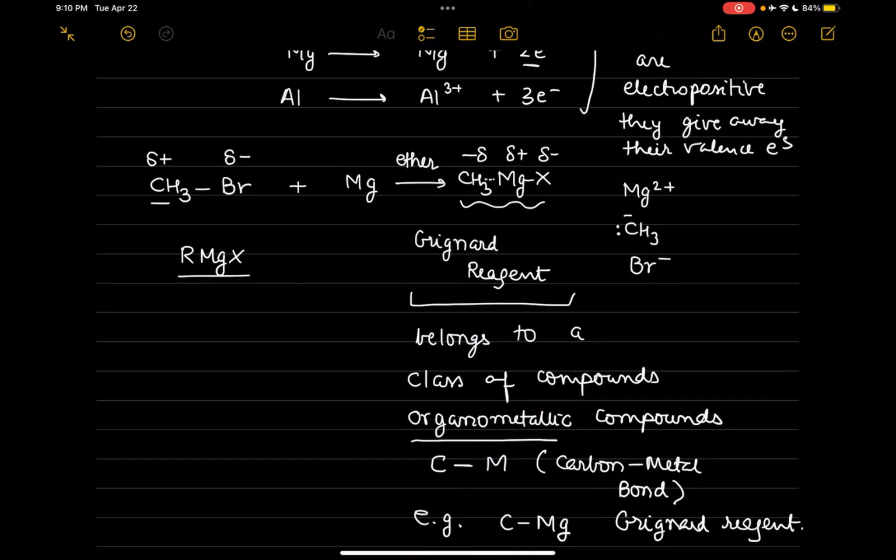Just listen to me. If you have CH3MgBr, what will you think? You will not bother about anything else. You will think that CH3 is minus. Okay, half of your problems are solved if you know this. Suppose I write RMgBr, you will think that this R is minus or partial minus. If you have this in mind, all your problems will be solved.